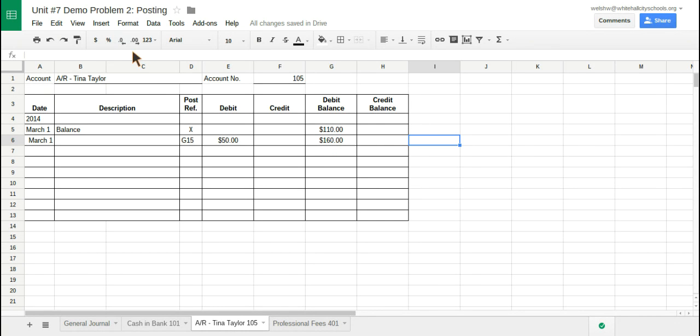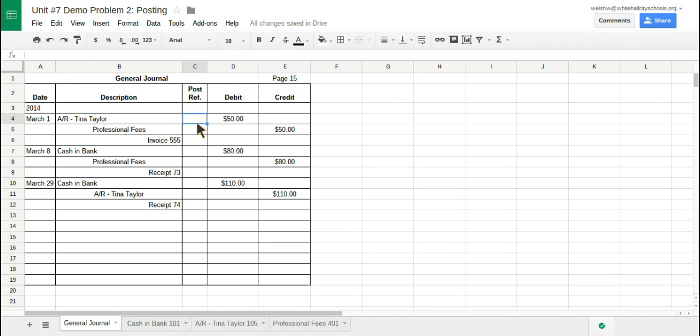So now we have to go back, take our account number back to our general journal and put it in the post reference. Okay, now we know that this one has been posted to the ledger. These have not because they don't have account numbers yet, but this one has, so we know where we left off. Now, in that same transaction on March 1st, we'll go to professional fees and do a credit of 50.